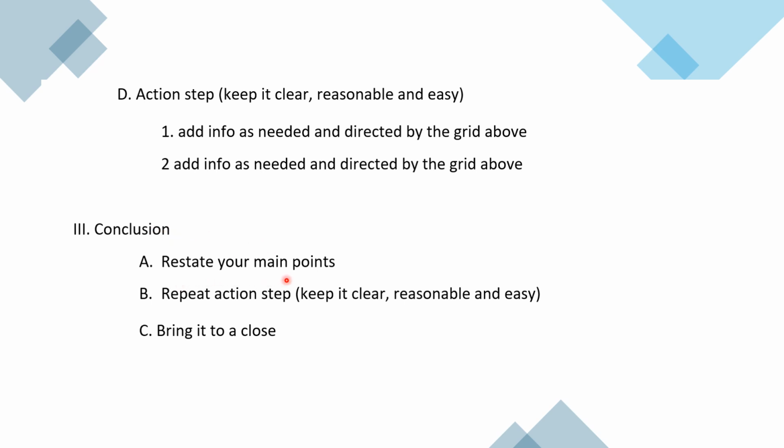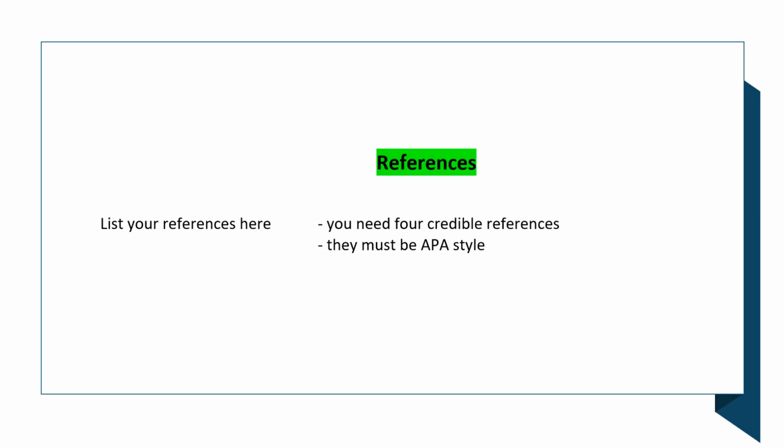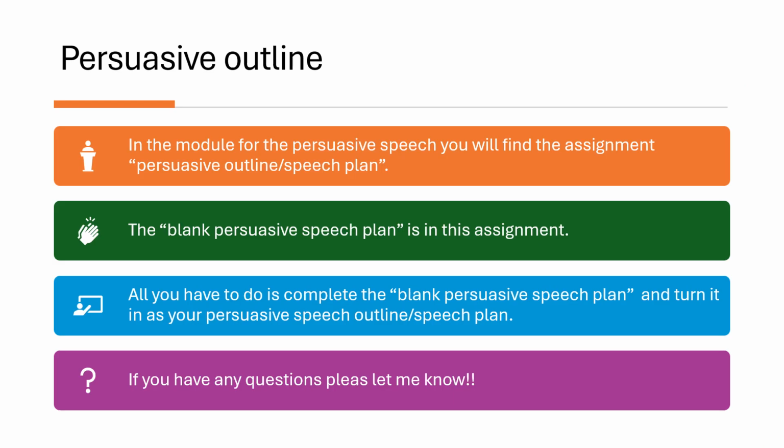Don't forget, in your conclusion, you restate your main points. You repeat your action step in your conclusion here. Just one sentence action step, not everything again that you just went over in step 5. Just one quick sentence, what exactly do you want the audience to do, and then you bring it to a close. Then don't forget to list your references. We need APA style, and you have to have at least 4 credible references. If you have any questions about that, you can let me know.